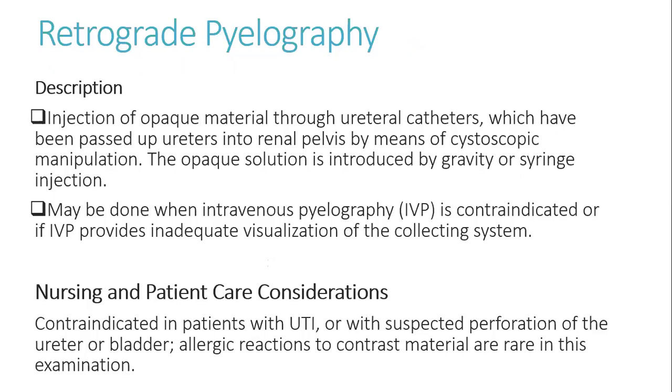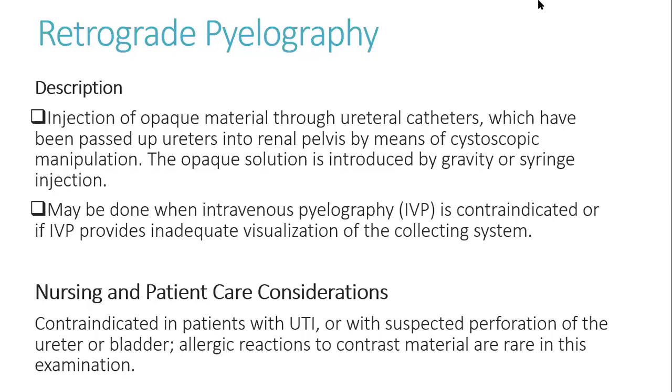Next one is retrograde pyelography. It is the injection of opaque material through the ureteral catheter, which has been passed up to the renal pelvis by means of cystoscopic manipulation. And the opaque solution is introduced by gravity or syringe injection, and it may be done when intravenous pyelography is contraindicated or IVP provides inadequate visualization of the collecting systems.